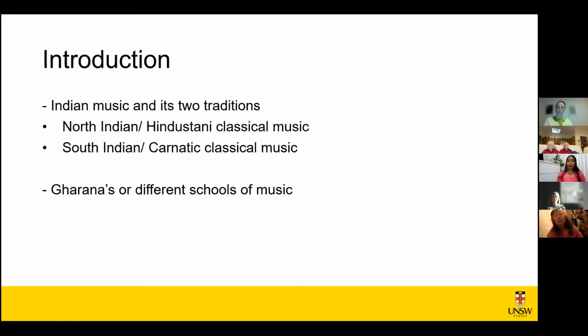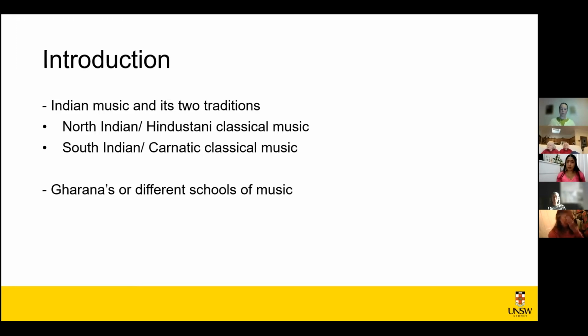So, and you'll see this in today's session as well. When we come to the rag, you'll realize there are just four lines that a singer sings in a rag, but there are so many ways in which it can be sung. So that is what we're going to see.